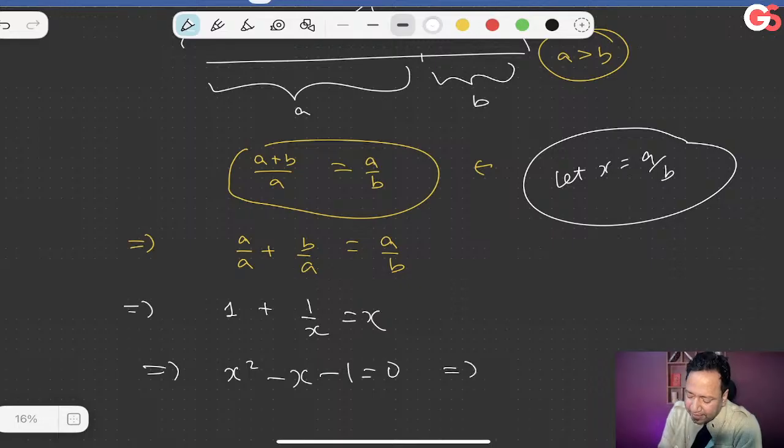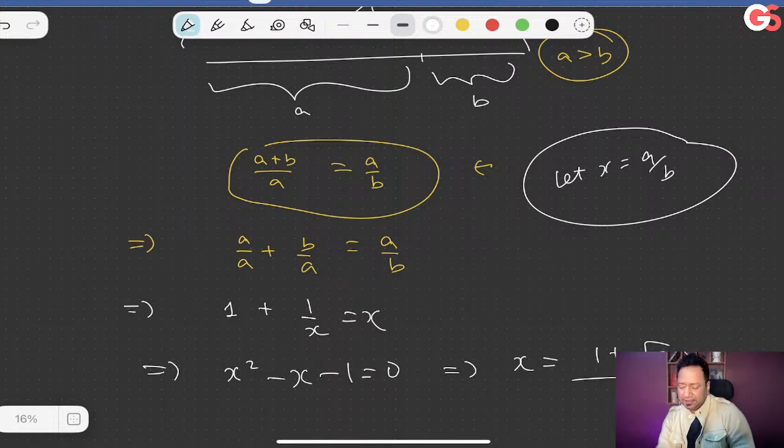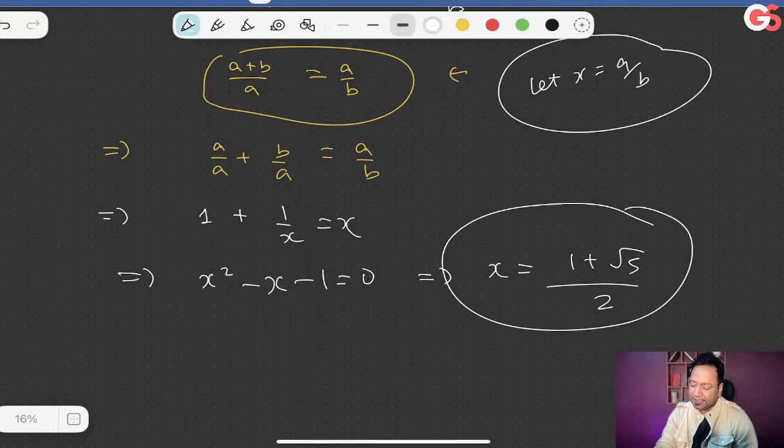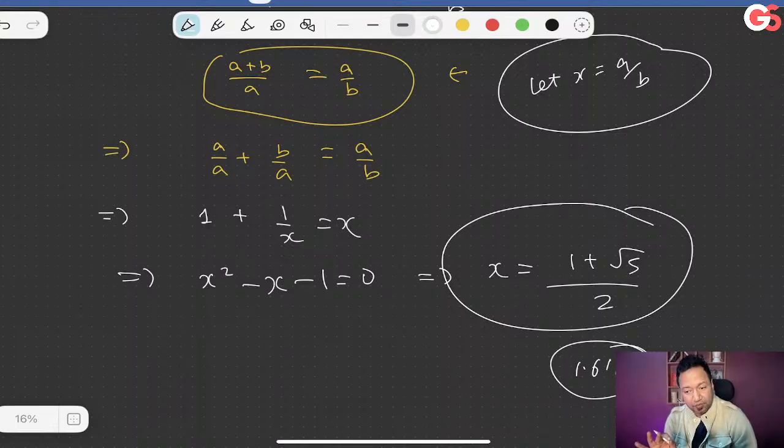So in the end, you'll get x is equal to (1 plus root 5) upon 2. You will get a minus solution also, but it can't be negative. So that is why we take this. And if you solve it, you will get something like 1.618. Now, you don't have to solve it. I'm just showing the pattern to you.